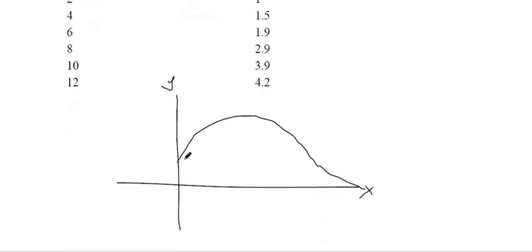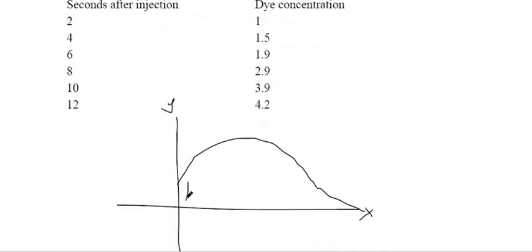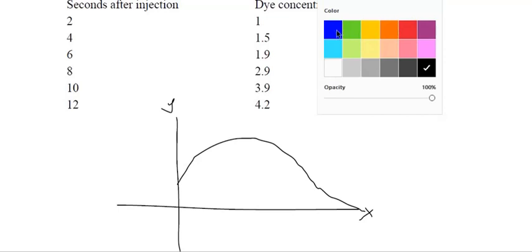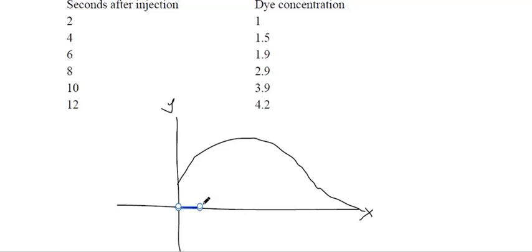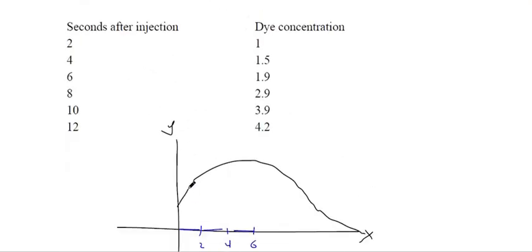Okay, so the basic idea for MRAM is that you're splitting this area into subintervals of equal length. So maybe it's an interval where it's 2 across on the x-axis like this one's going to be. So here's x equals 2, here's x equals 4, x equals 6. We're splitting it into easier to digest chunks. And then for the middle rectangular approximation method, you find the middle y value. So at x equals 1, this is approximately the y value. And then you calculate the area of that rectangle.